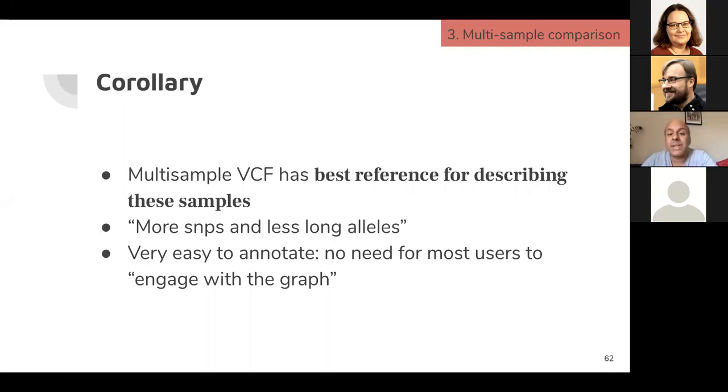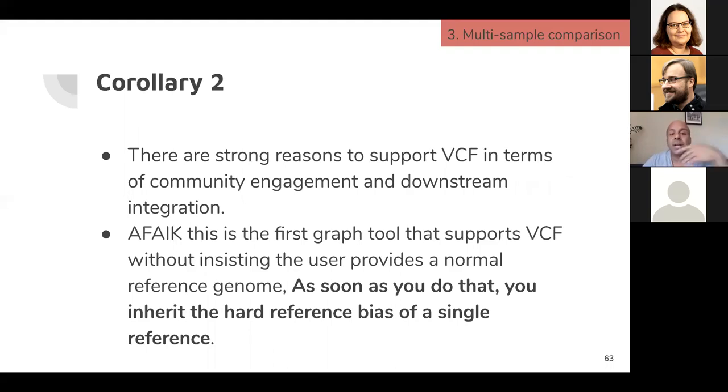Basically, you want more SNPs and less long alleles, or less artifactually long alleles. And it's very easy to annotate, and it's very easy to communicate with people. And there's a second part to this. There are strong reasons to support VCF in terms of community engagement and downstream tools and so on.